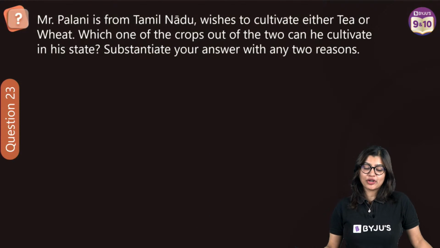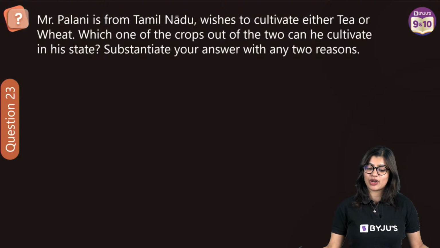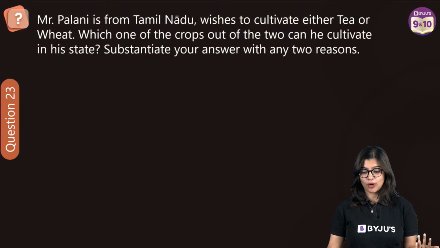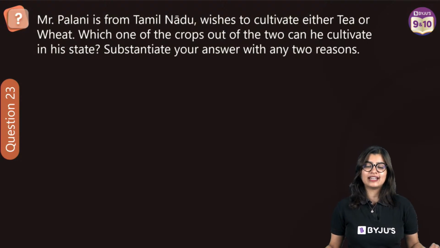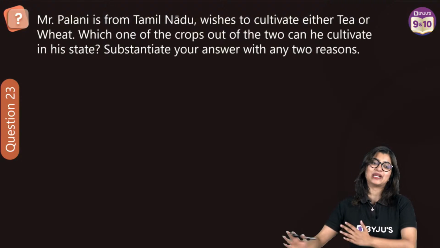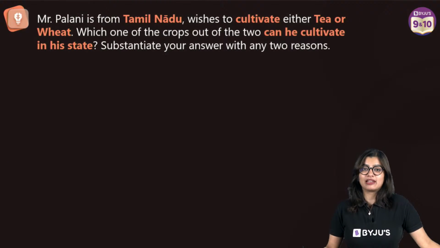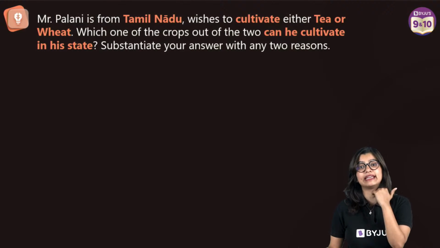Okay, so now we'll move on to question number 23, and this right here is a 2-mark question, of course. Mr. Palani is from Tamil Nadu and wishes to cultivate either tea or wheat. Which one of the following crops out of the 2 can he cultivate in his state? Substantiate your answer with any 2 reasons. Yes, this is a very easy question. See, now I know most of section A and B is a lot of political science and history. I think my bits will come later in the second half. What is given to us? So we have Mr. Palani, who is from Tamil Nadu, and he has to choose between tea or wheat. Now, what can he cultivate in his state?